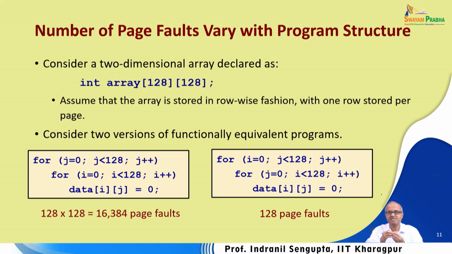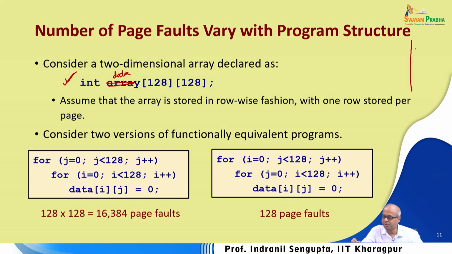Let us use C-like notation. Suppose we declare a 2-dimensional array like this, a 128 by 128 2-dimensional integer array. The name should be data. So, a 2-dimensional array called data, 128 by 128, and we assume that it is in memory.